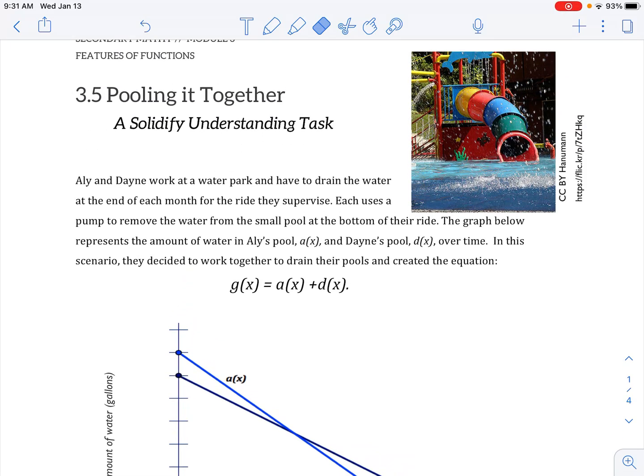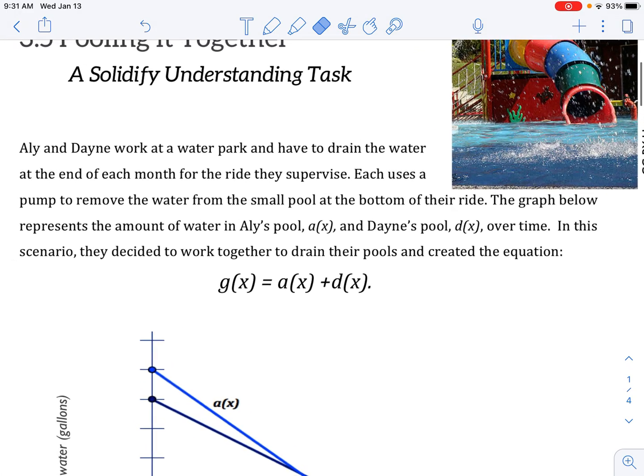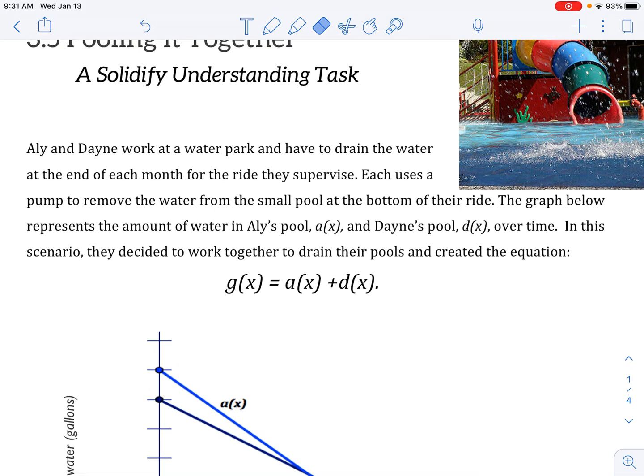All right, so we're looking at 3.5, pooling it together task. And it starts off by saying, Allie and Dane work at a water park and have to drain the water at the end of each month for the ride they supervise. Each uses a pump to remove the water from the small pool at the bottom of their ride. The graph below represents the amount of water in Allie's pool, A of x.